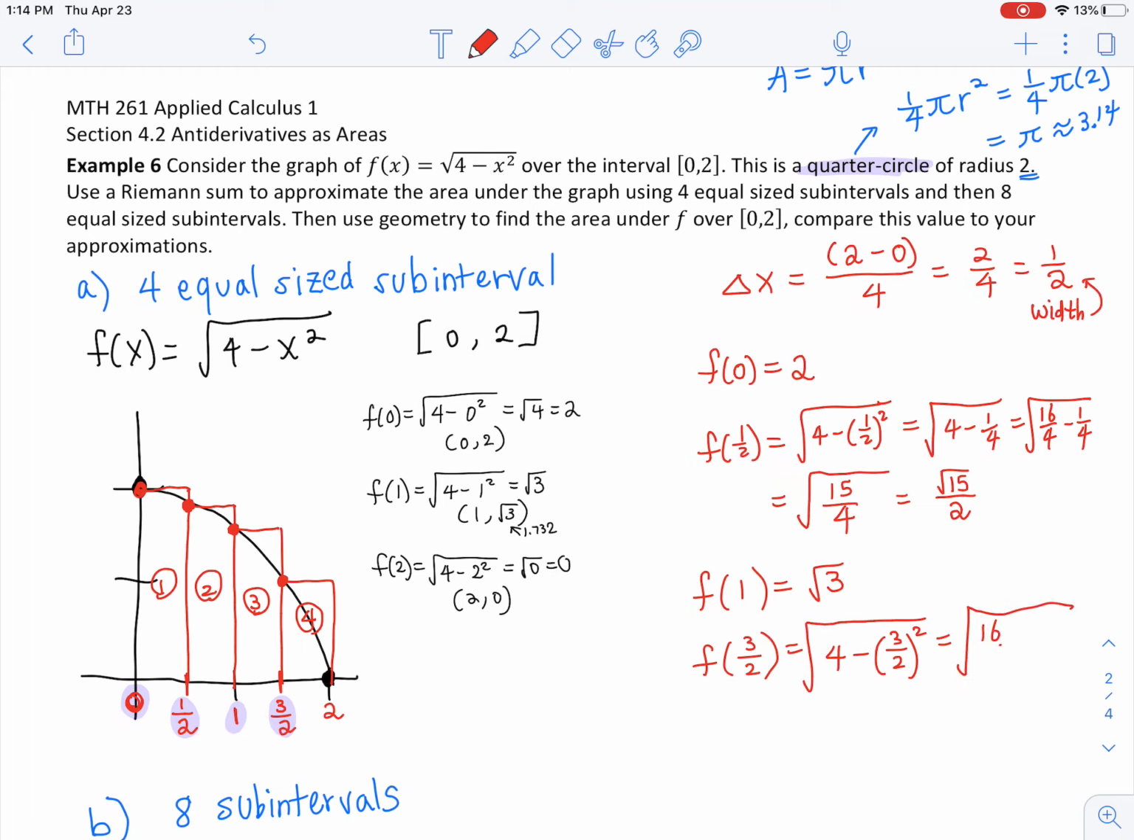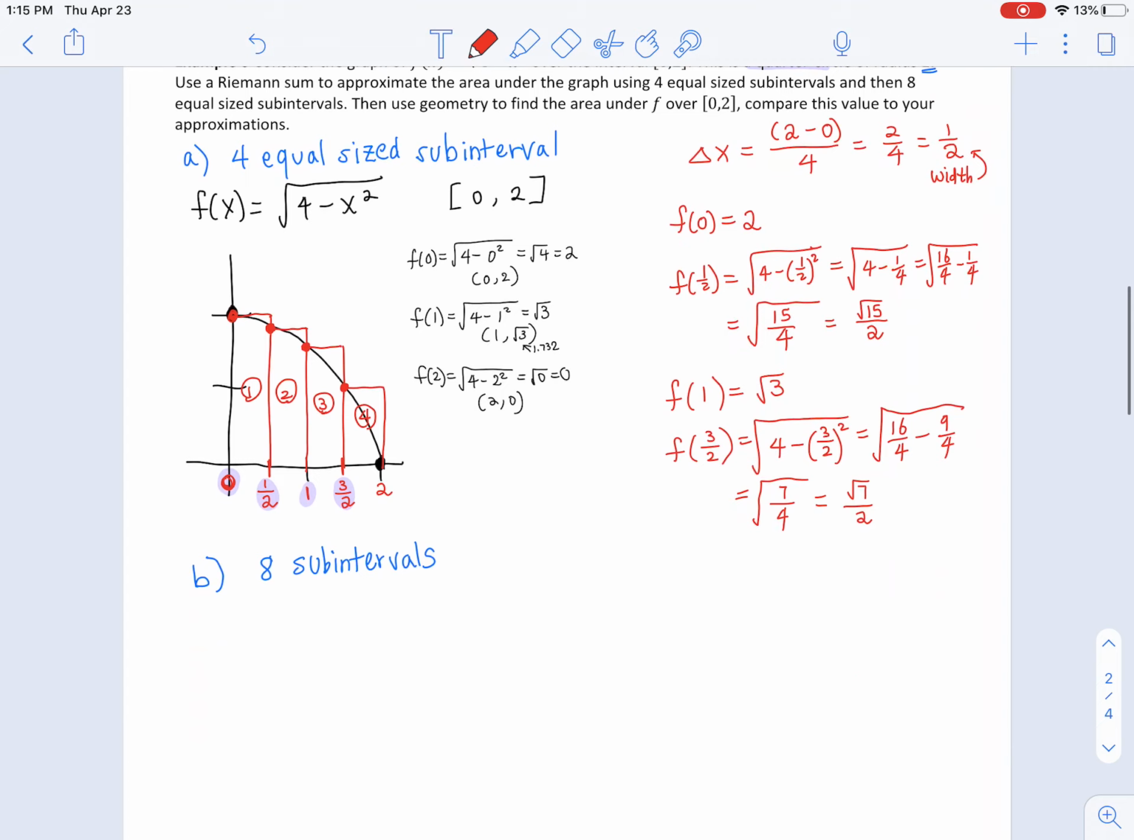Now, if I plug in f of 1, I did that earlier, and that came out to be square root of 3. Now, let's do the last one. If I plug in 3/2 into that function, that's going to be square root of 4 minus 3/2 squared. Nothing we cannot do without a calculator. That's going to be what? 16 over 4 minus 9 over 4, which is 7 over 4.